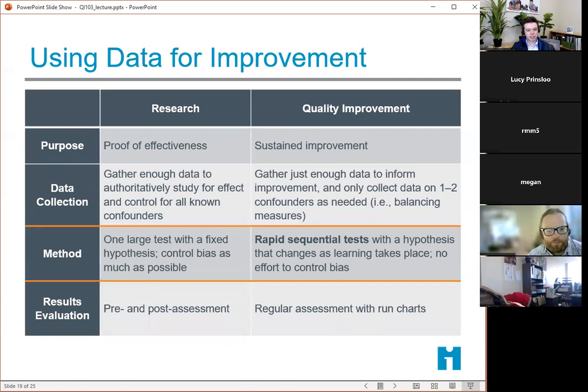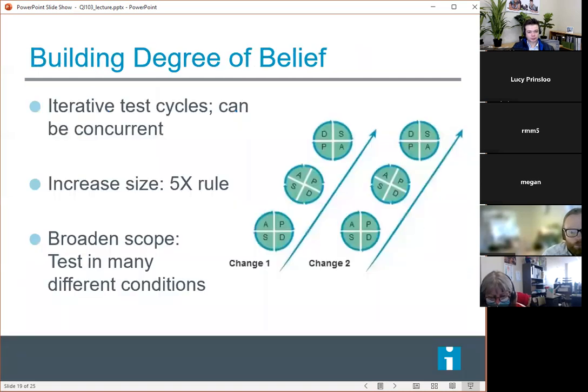So when it comes to using data for improvement in research, we really focus on getting a large set of data and proving something. Whereas in quality improvement, we want to actually do little small tests that are not statistically significant themselves, but just show the direction of travel. And that's where PDSA cycles come in. So you have to really start off small.